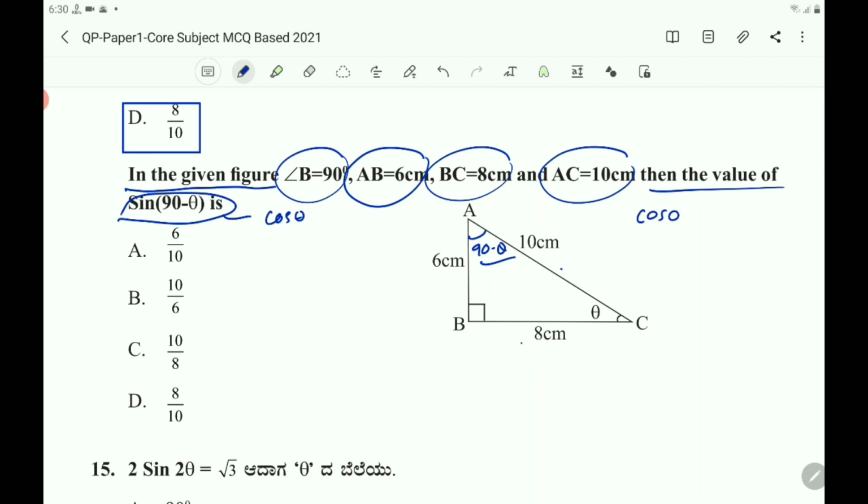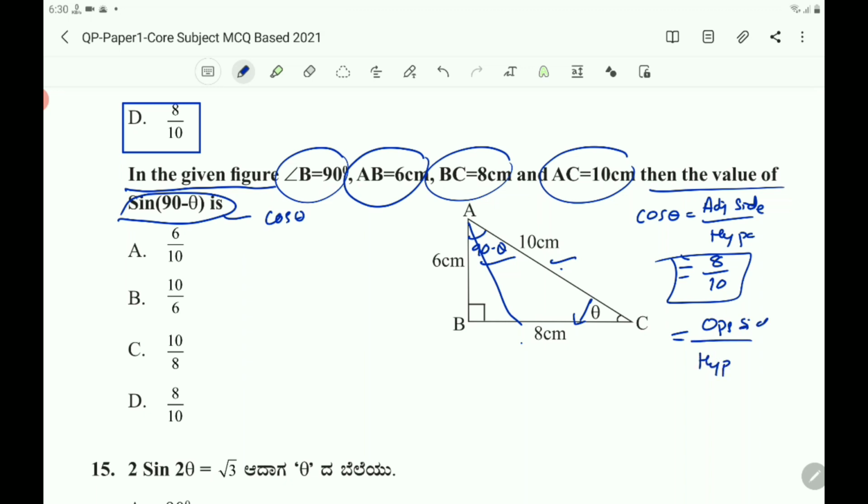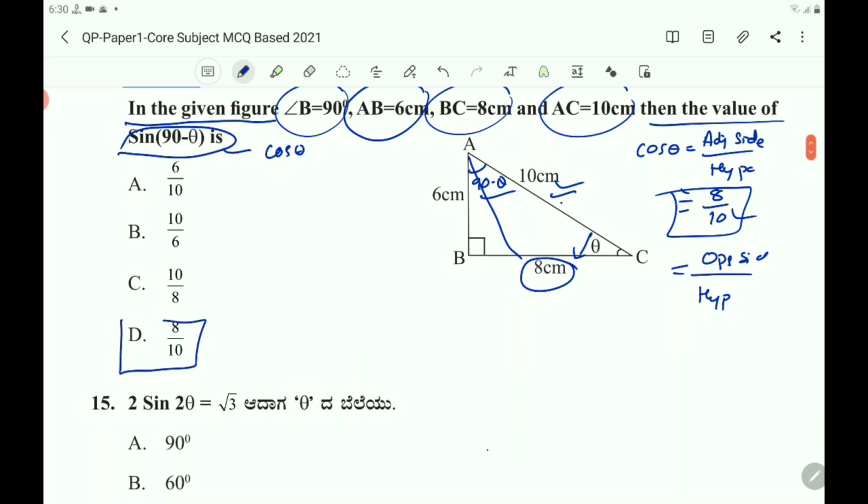If you find cos theta, it becomes cos theta equals the adjacent side by the hypotenuse. So which is the adjacent side for this? That is 8 and the hypotenuse is 10. 8/10 is the answer. Or if you use sin(90 minus theta), again it is the opposite side by the hypotenuse. The opposite side is 8 cm, hypotenuse 10. Same answer you will get. So what is the option here? The option is D. 8/10 is the answer. You can use sin(90 minus theta) taking this angle A as 90 minus theta, or directly by knowing sin(90 minus theta) is cos theta, that also you can use.